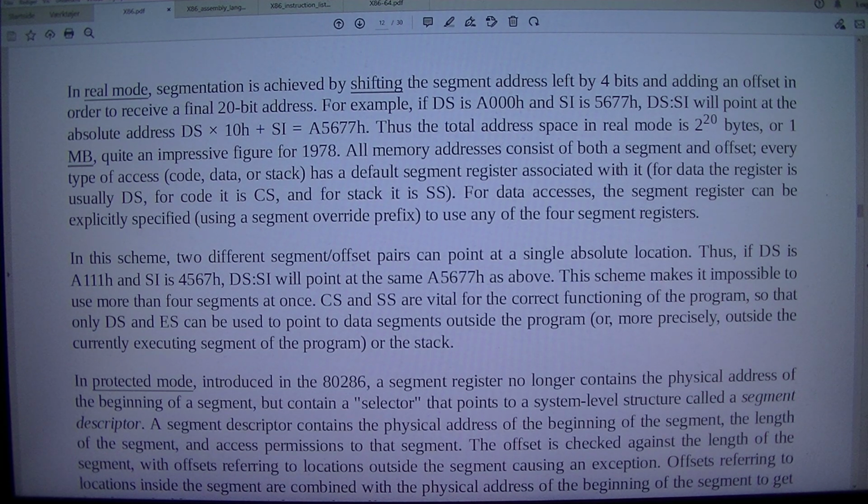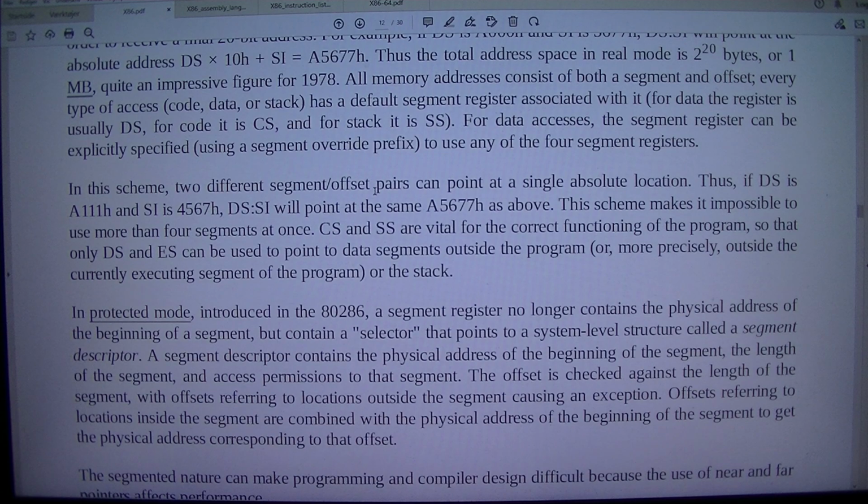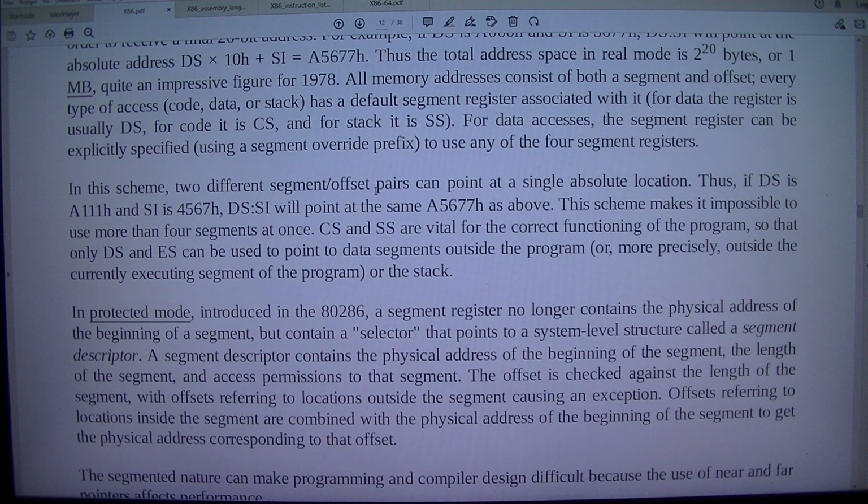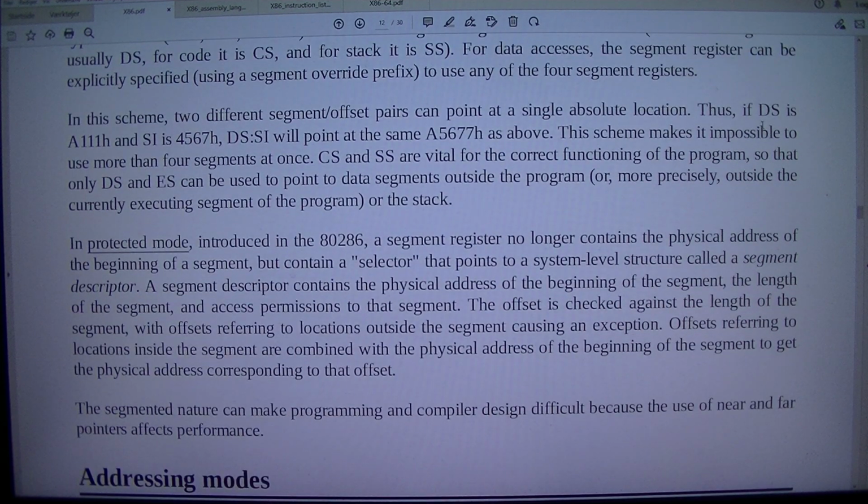Every type of access, code, data, or stack, has a default segment register associated with it. For data the register is usually DS, for code it is CS, and for stack it is SS. For data accesses, the segment register can be explicitly specified, using a segment override prefix, to use any of the 4 segment registers. In this scheme, 2 different segment/offset pairs can point at a single absolute location.